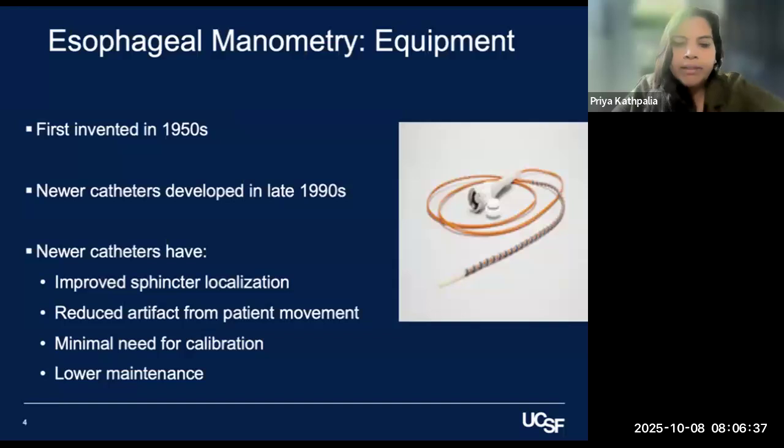So first, a bit of history. Esophageal manometry was actually invented in the 1950s. And they tried doing this even as early as the 1800s, but the technology was just not there. And we have really improved the catheters such that they can really assess for lower esophageal sphincter localization. There is a lot less concern about artifact affecting studies. There is minimal need for calibration, so easier for our nursing staff, and lower maintenance overall of these catheters.